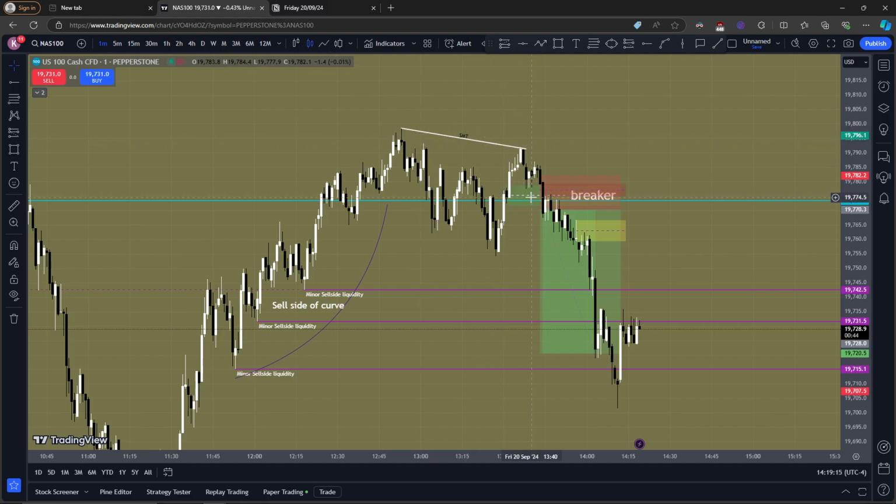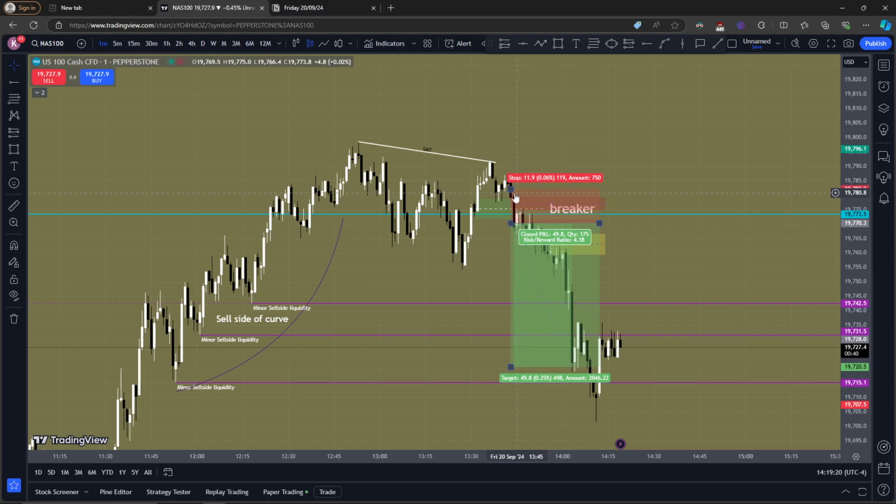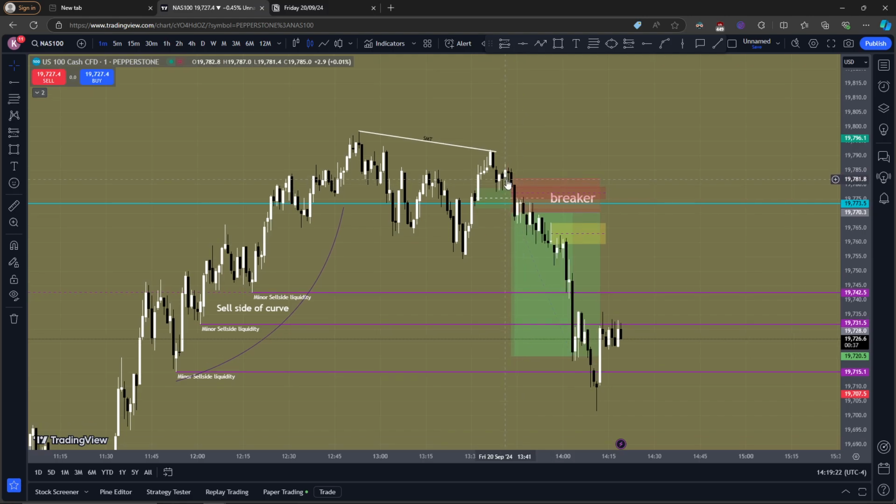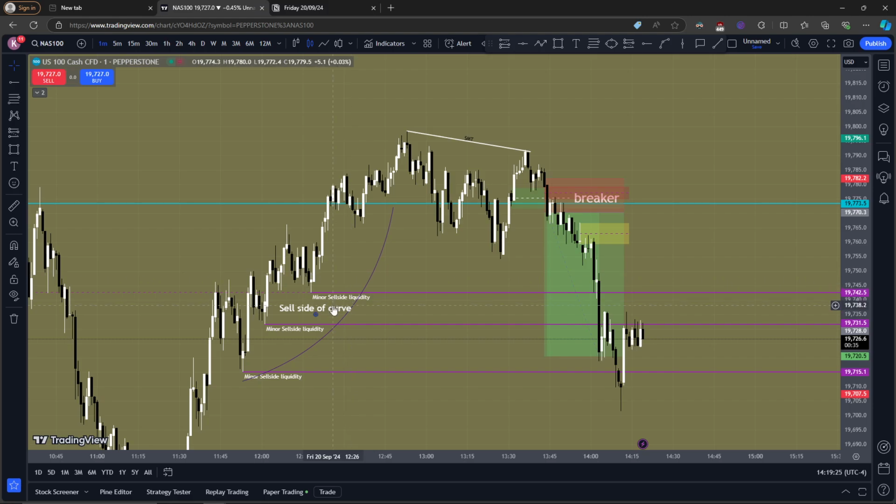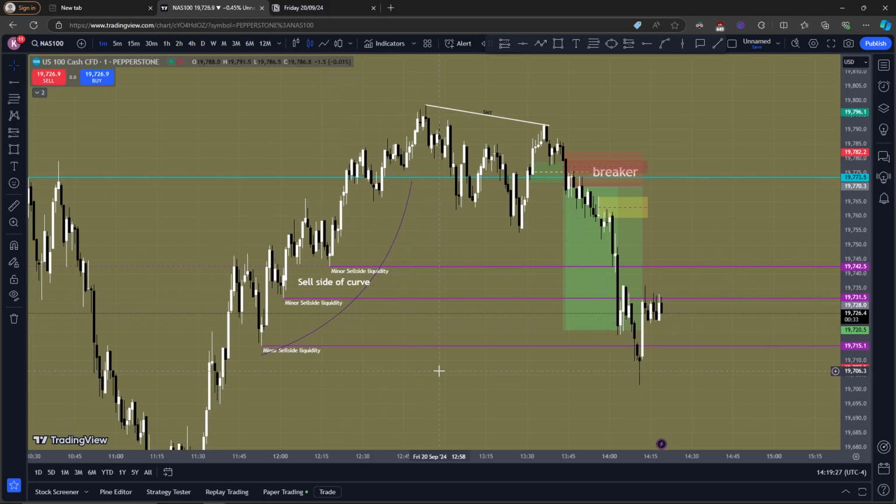divergence with a market structure shift, breaker plus fair value gap. I put my stop loss above this little fair value gap, and I aim for all the minor liquidity of the sell side of curve.